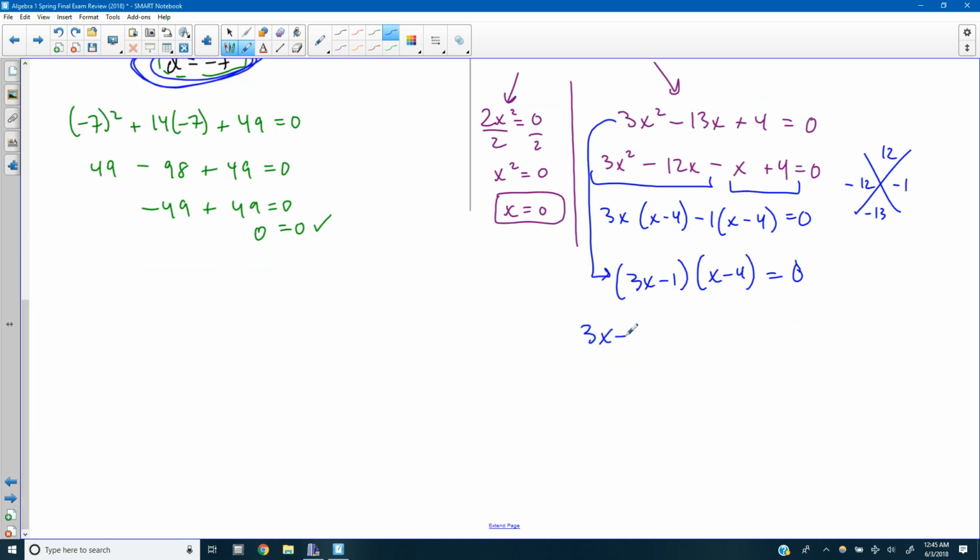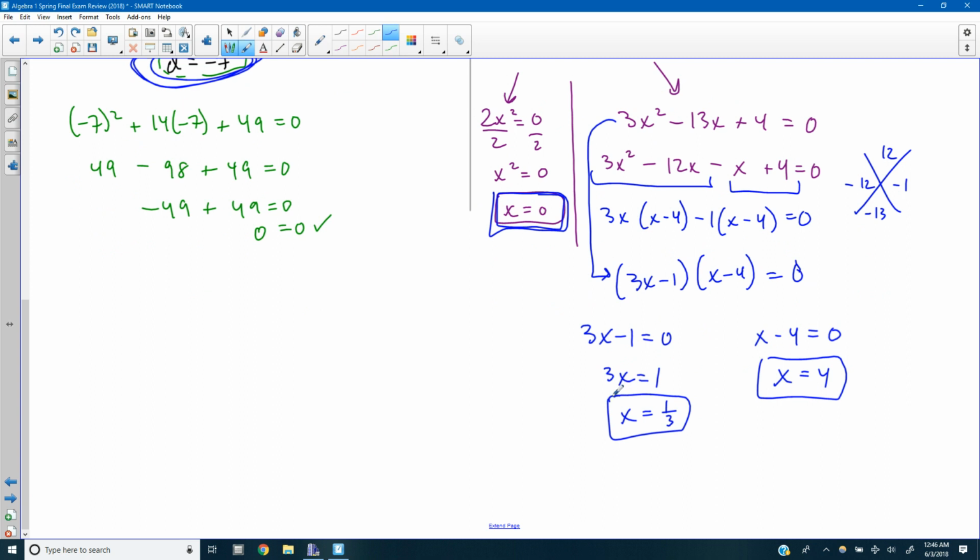Either 3x minus 1 equals 0 or x minus 4 equals 0. If x minus 4 equals 0, then x equals 4. That's my second solution. Remember, our first solution was this one. Next one, add 1 over, we get 3x equals 1. Divide by 3, you get x equals 1/3. So we have 3 solutions here.